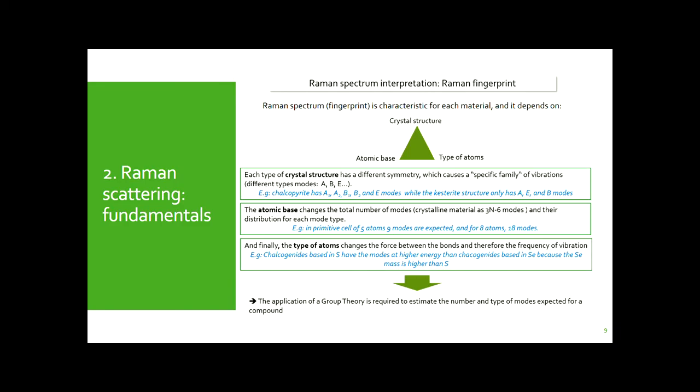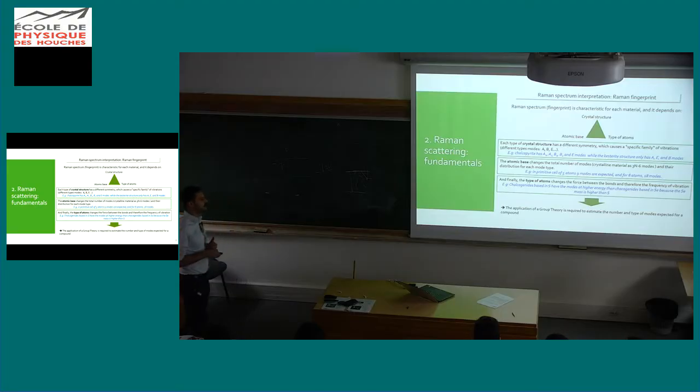So basically, what people normally apply in Raman spectroscopy is group theory in order to estimate the number and type of modes expected for a compound. Describing this normally requires 2-3 hours to understand and go deeper into this theory. So I will not go deeper on that, and I am not the right person to really explain this very well.